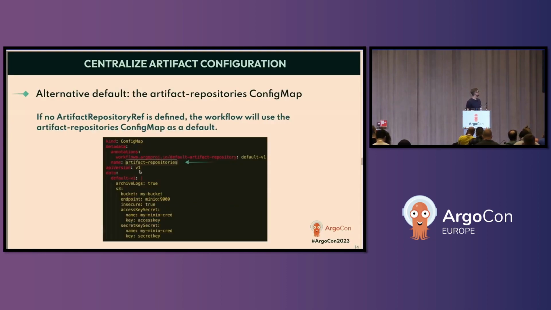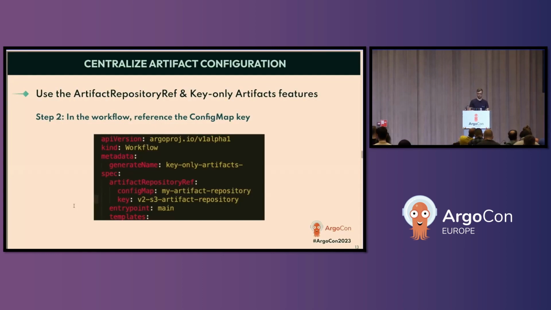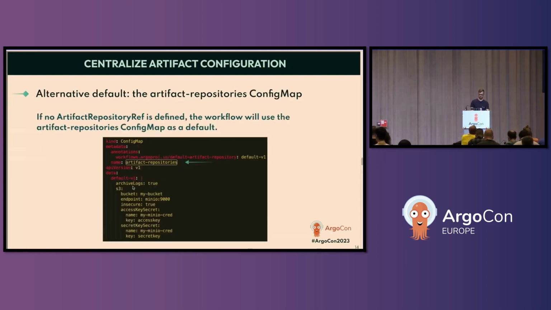And there is a particular config map called artifact-repositories that you can create, and if you want to use this, it's going to be the default information. So any workflow that is not defining the information here or within the artifacts themselves, by default, will use whatever is defined here.